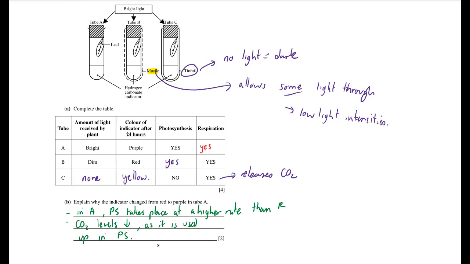photosynthesis. So to answer these questions, you always need to talk about rates, carbon dioxide, and I suppose another good pointer would be the light intensity. So what I should have done for this is said in A, there is bright light, so photosynthesis takes place at a higher rate than respiration, so carbon dioxide levels decrease. So light intensity, rates, carbon dioxide.